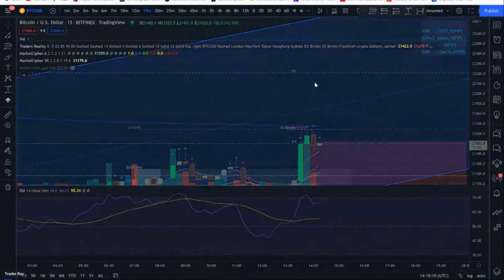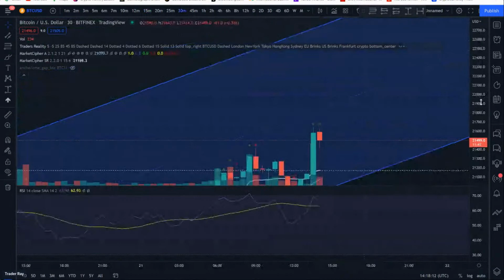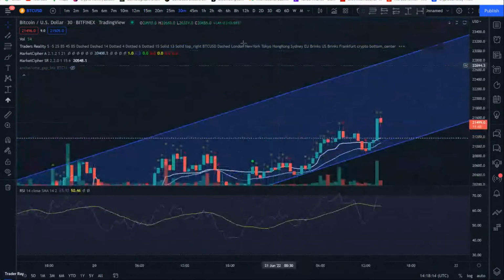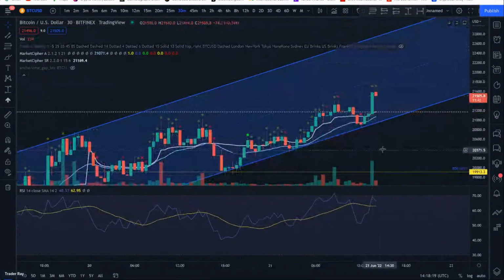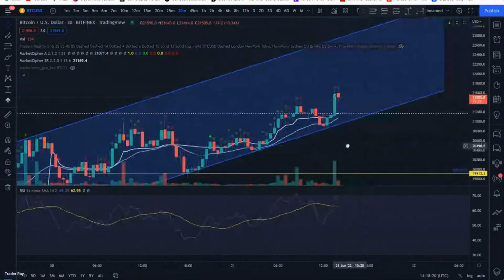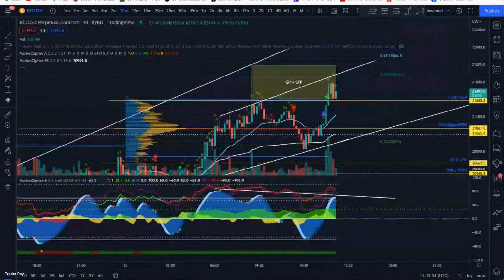Something else I quickly want to show you guys. When you're trading in a channel like this, the center line right here sometimes acts as support and resistance. So if we are going higher, then that support and resistance will come in. 21,800. Is that also not the top of our box? Boom, 21,800-ish.